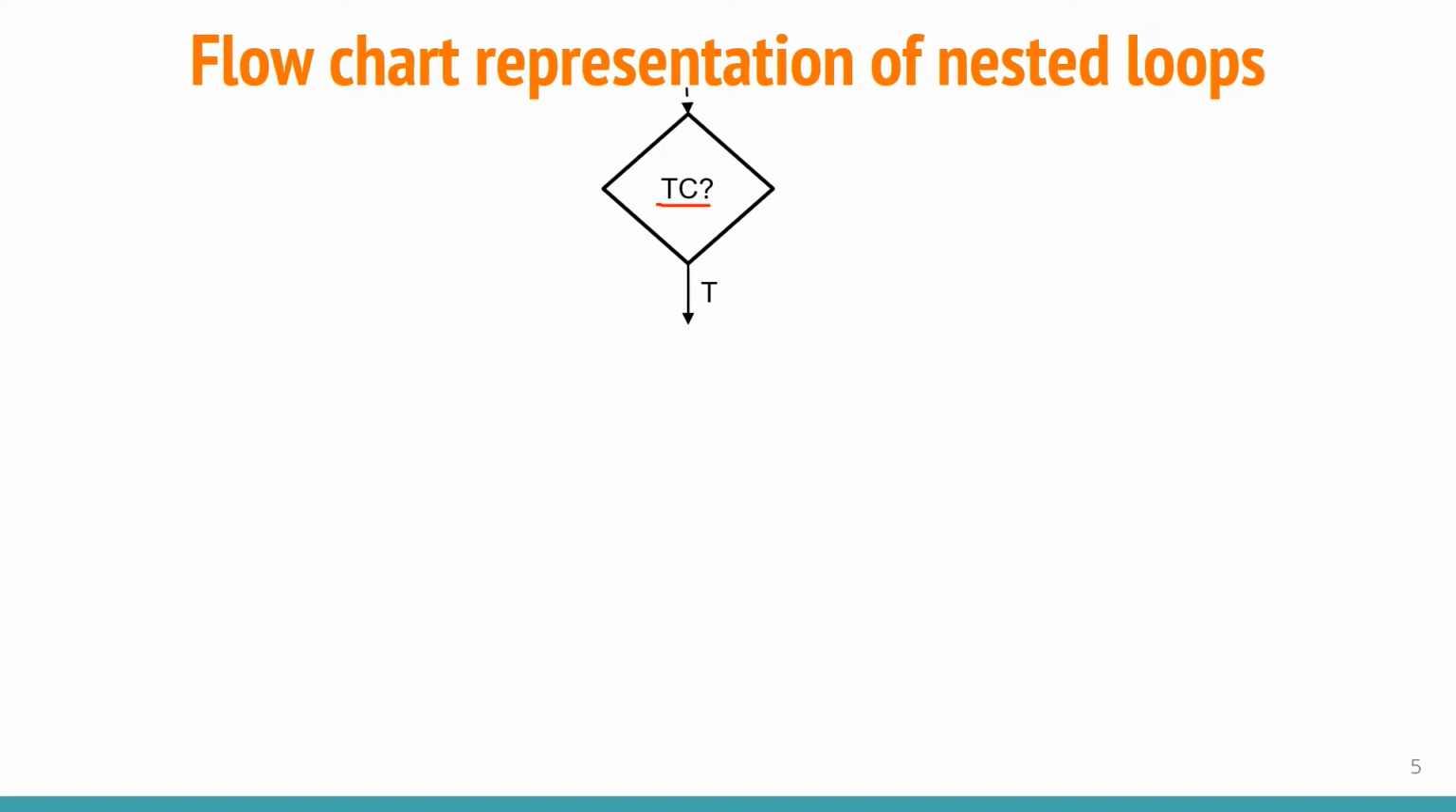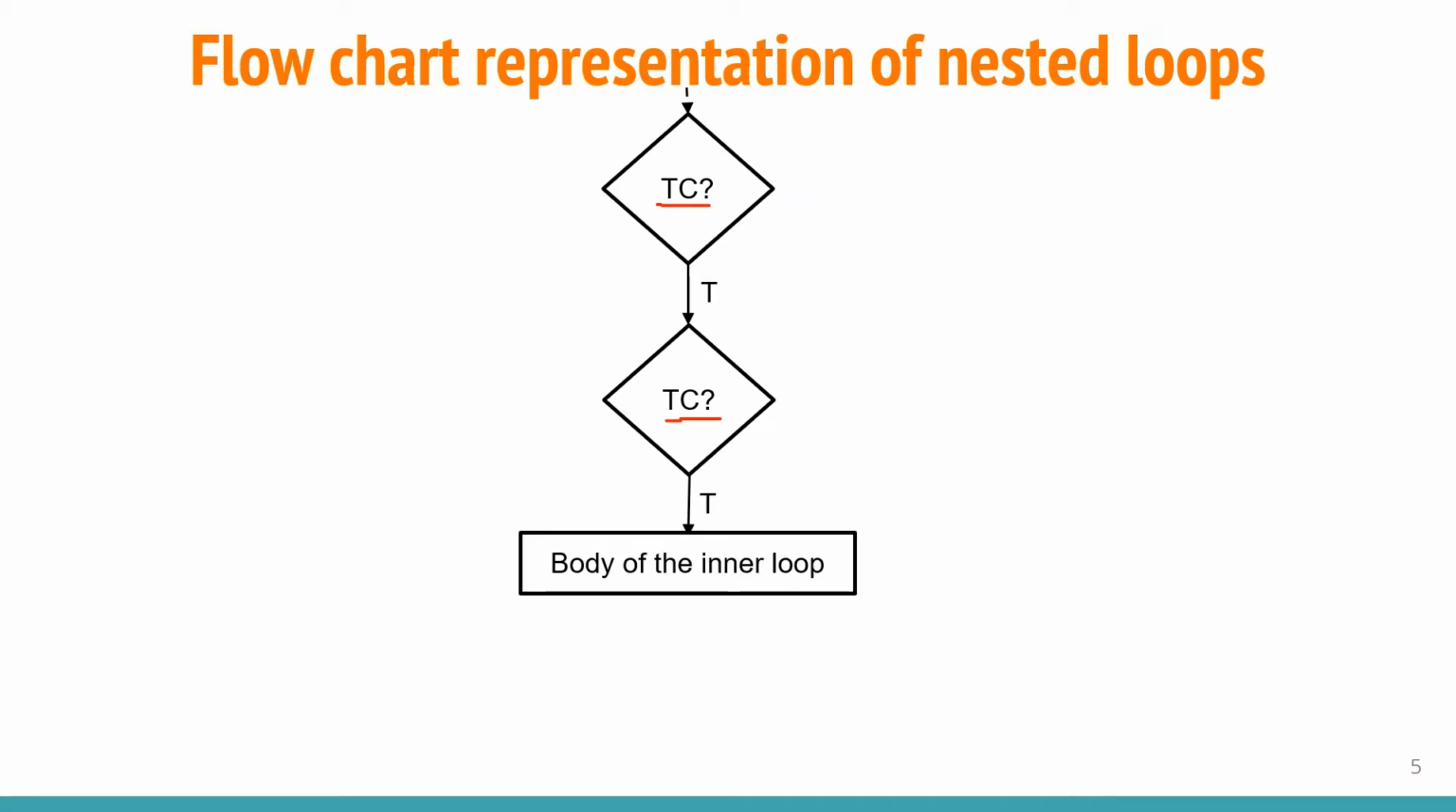If the test condition is true, we have another loop. So only when the test condition of the first or outermost loop becomes true does it enter the body of the first loop and also check the second loop. So it will check the test condition for the second loop. If the test condition becomes true, the body of the inner loop will be executed, and when that happens, it again loops back to the test condition of the innermost loop. This is a general flowchart of a loop.